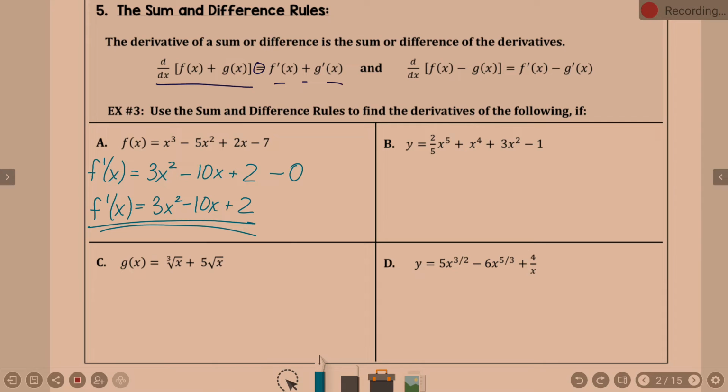B. Nice. Are we good? 5 times 2/5: the 5's cancel, and that is 2x to the 4th when you subtract 1 from the power. Plus derivative of x to the 4th: move the 4 out front, subtract 1 from the power, 4x cubed. Derivative of 3x squared: 2 times 3 is 6, subtract 1 from the power, 6x. Minus derivative of 1 is 0. I told you that was a one-time deal. I'm not writing 0 again.